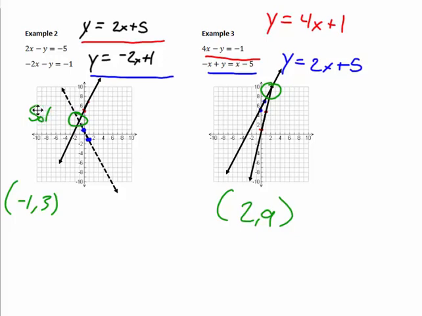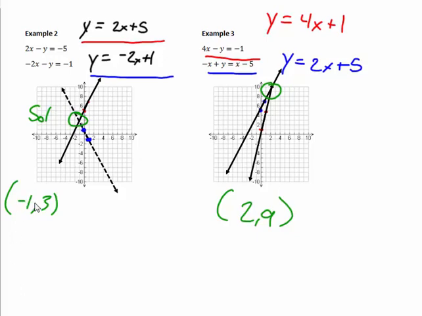The solution to this system is where they intersect. And I just counted out on the graph: negative 1, 3. Let's check it. If I plug negative 1 in for x, I get negative 1 times negative 2, which is positive 2. 2 plus 1 is 3. Let's try it on the other one. Take negative 1, plug it in for x. Negative 1 times 2 is negative 2. Negative 2 plus 5 is 3.